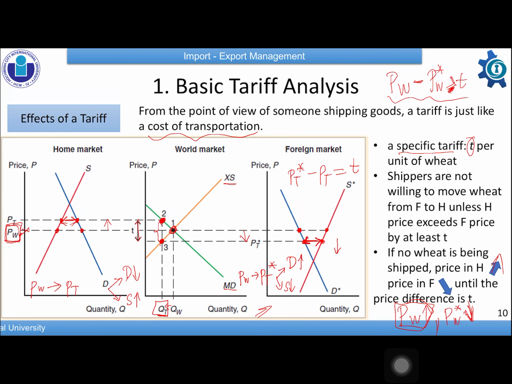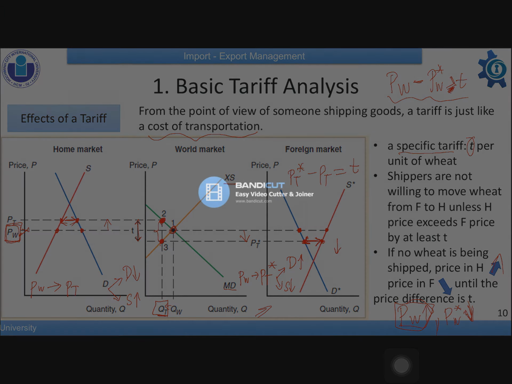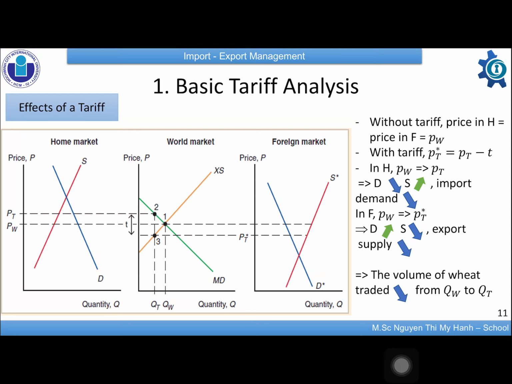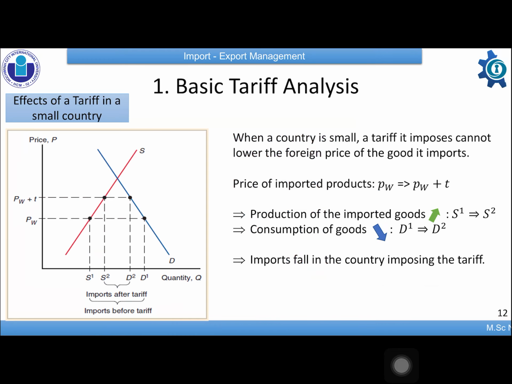Okay, and here I already wrote more detail. You can read it again. So we can see that when we have a tariff T, the volume of wheat traded will decrease from QW to QT. Okay, so that is the effects of a tariff for a large country. But how about a small country? So let's see what is the effects of a tariff on a small country.